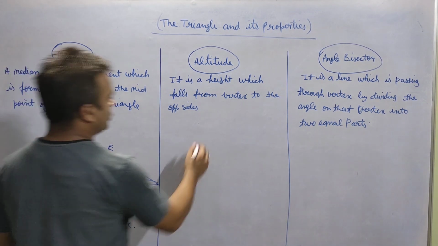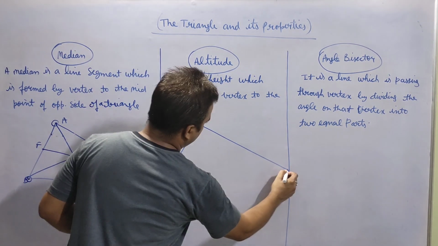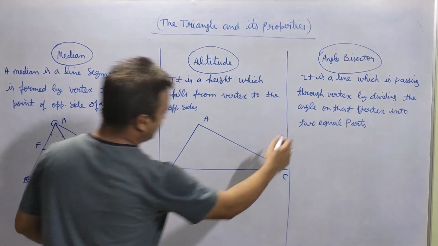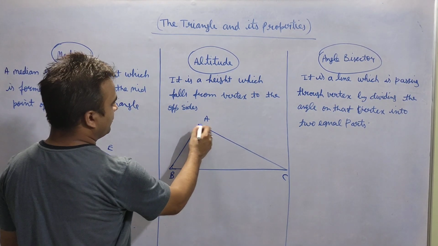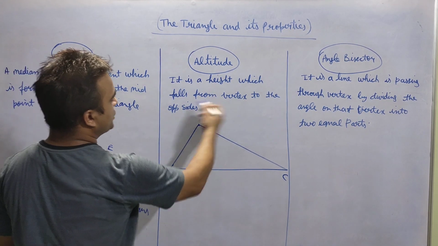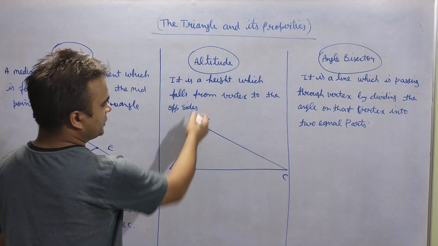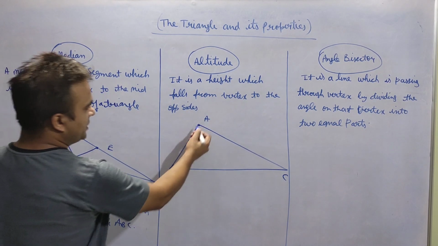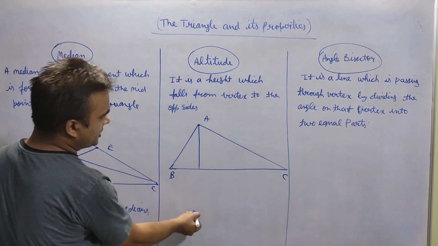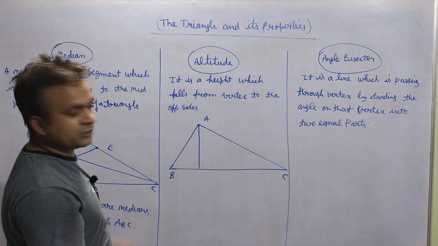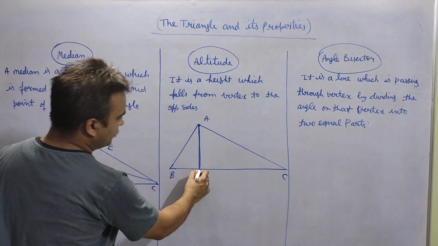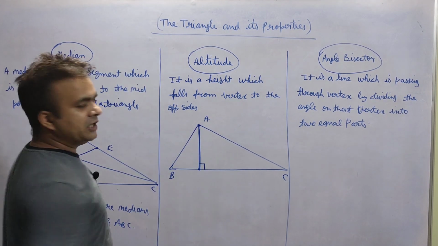If I am saying altitude, suppose I am taking again a scalene triangle. So what is the altitude? Altitude is a height. Altitude is a height which falls from a vertex. It means the height falls from a vertex to the opposite side. It means the height is falling from A to BC at a 90-degree angle.